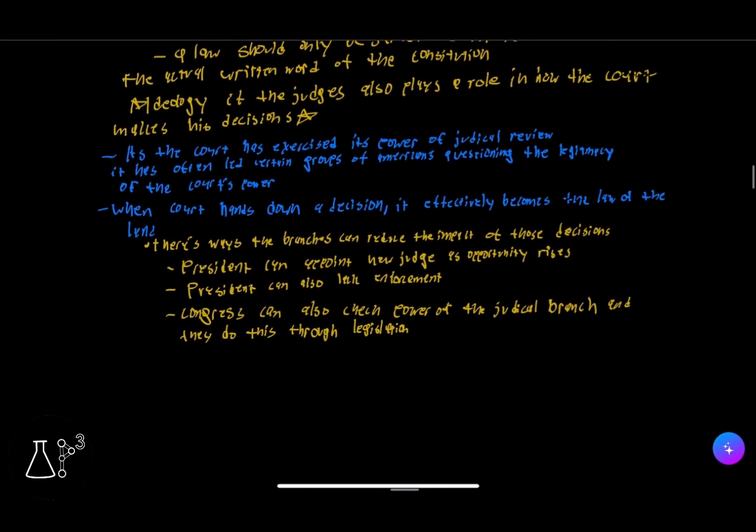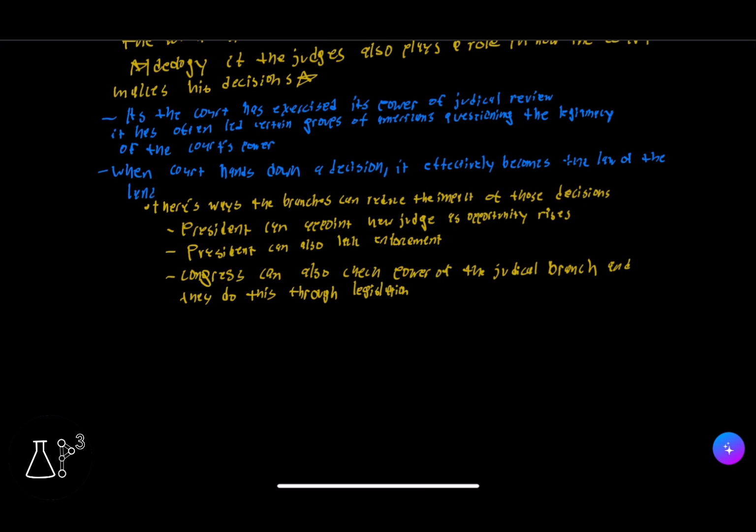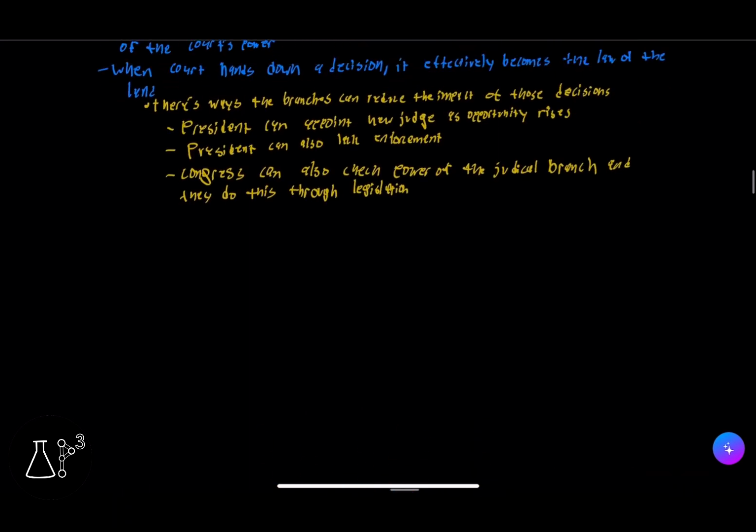As the court has exercised its power of judicial review, it has often led certain groups of Americans to question the legitimacy of the court's power. When the court hands down a decision, it effectively becomes the law of the land. There are ways the branches can reduce the impact of these decisions. The president can appoint new judges as opportunity arises. The president can also lack enforcement, and Congress can also check the power of the judicial branch, and they do this through legislation. And this is everything that we need to know for the Judicial Branch on AP GOV Unit 2.